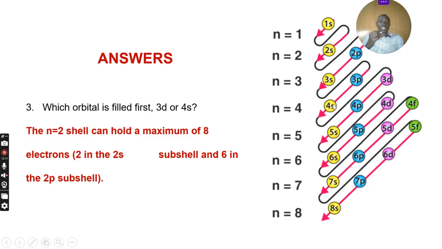So it means that once you are filling the electrons in an atom, you fill in the electrons in the 4s subshell or orbital before you fill the 3d, because the 4s is at a lower energy level than the 3d. According to the Aufbau Principle, electrons occupy lower energy levels before they occupy higher energy levels. So basically that's what we are saying here.